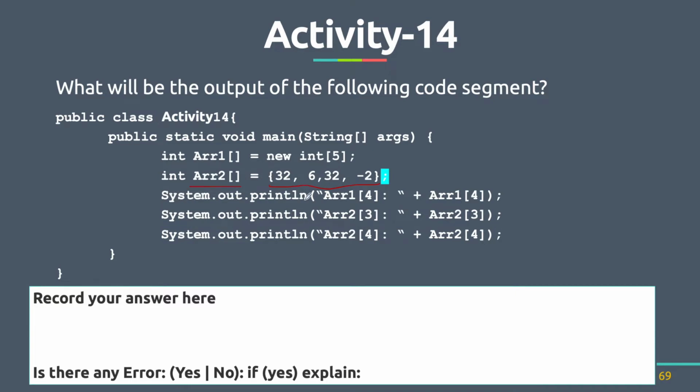Now moving on to System.out.println, array1 at index 4, the first array at index 4, and then we have the output here. And this will give us array4 is equal to 0, because we have default values in array1. And then array2 at index 3, index 3 is 0, 1, 2, 3, which is -2. And then finally array2 at index 4, this is index 0, 1, 2, 3. We don't have index 4, so as I told you before in the last slide, we will get a runtime error, which is array index out of bounds.